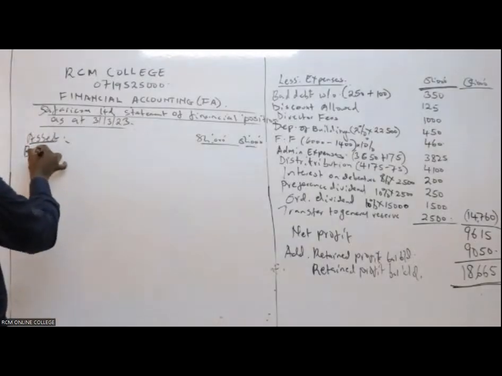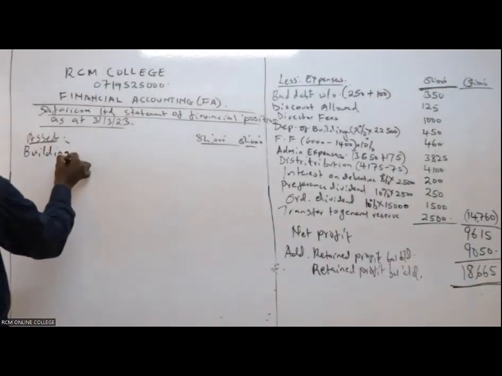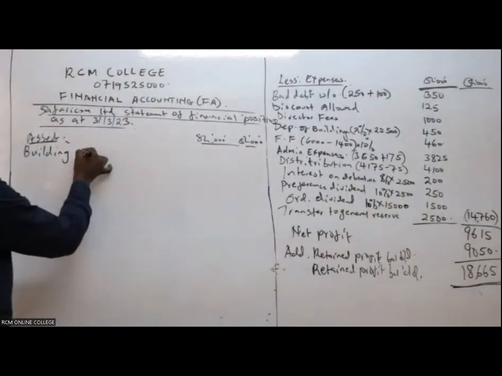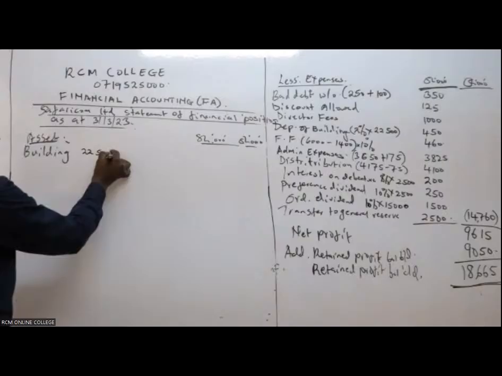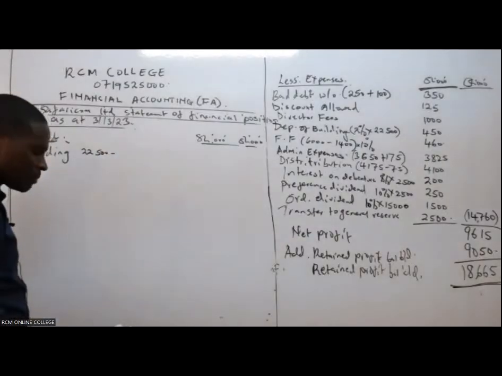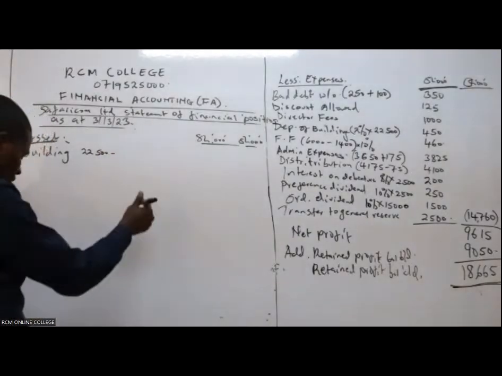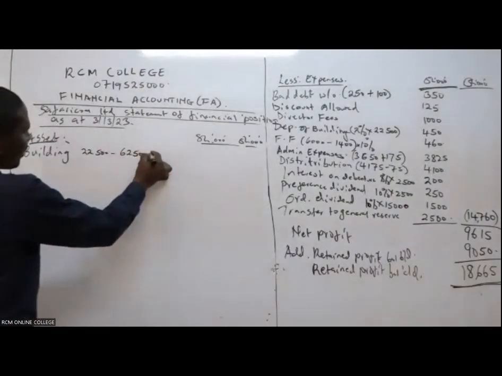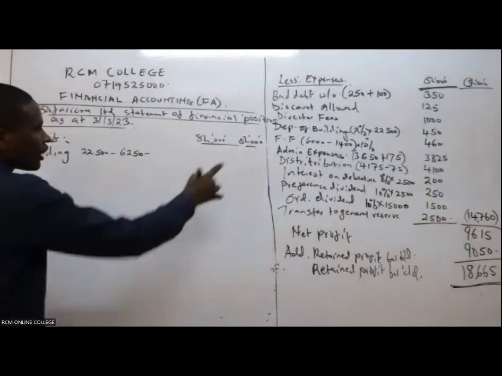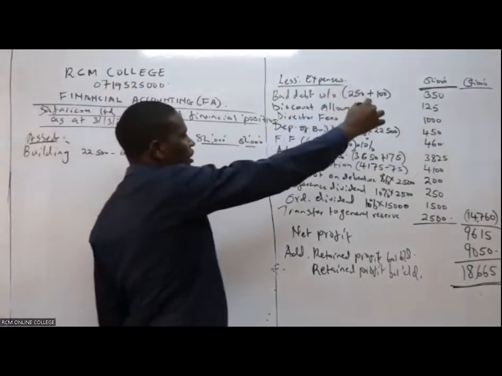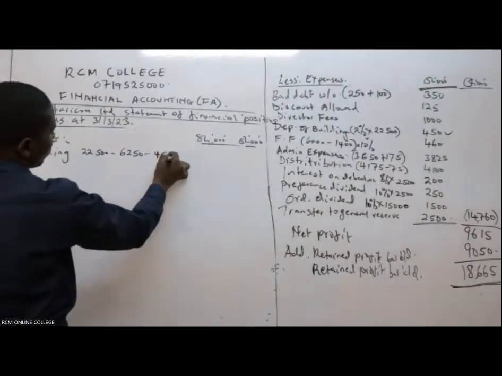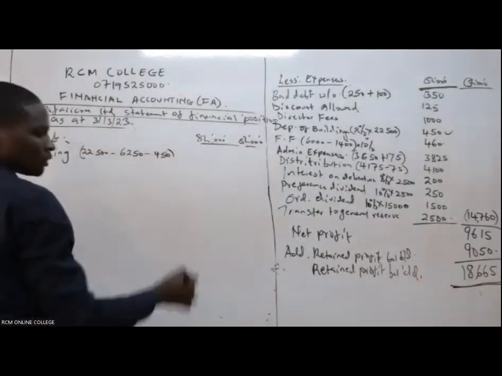So what will be the value of my building in this case? I have to check. Cost was 22,500. I have to raise the accumulated depreciation, which was 6,250, and then the depreciation for the year for building, which I was given, 450. Whatever I get, I put at the end column.